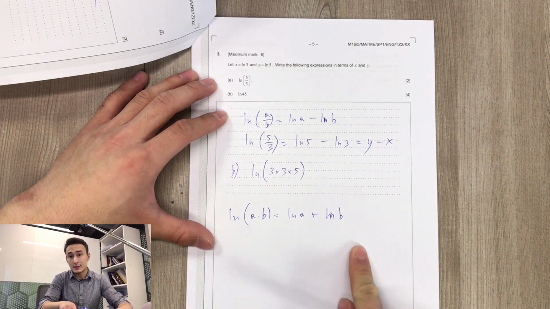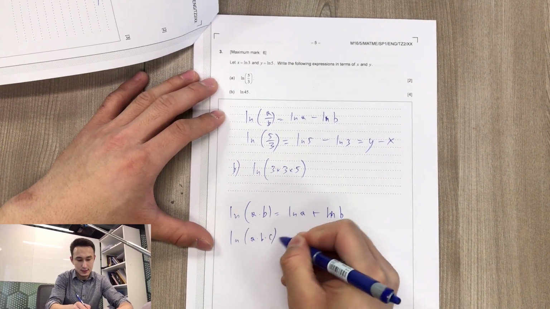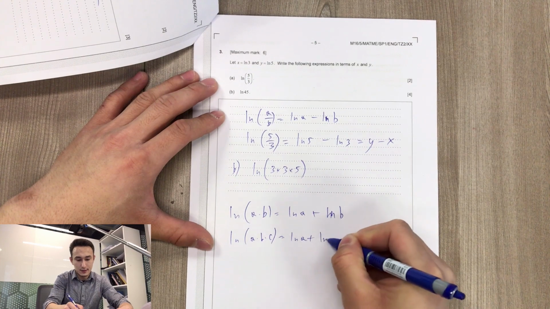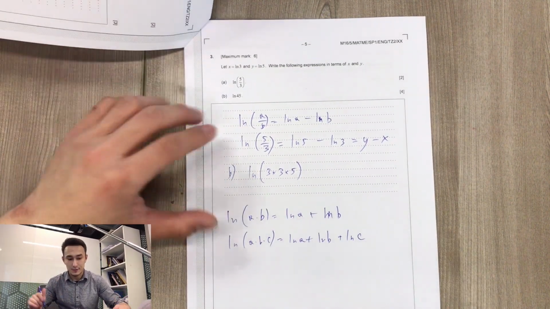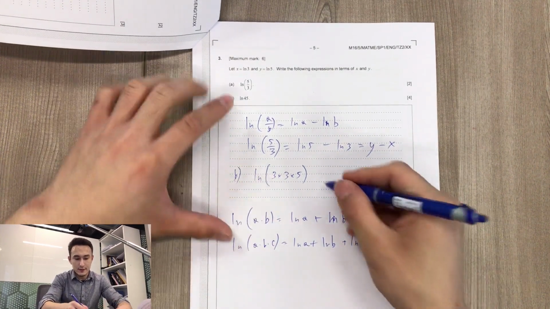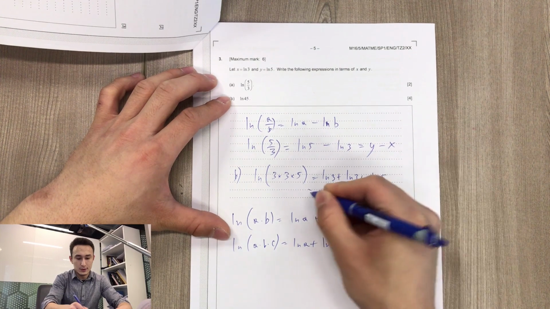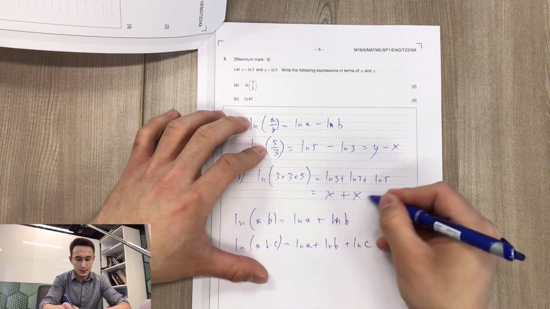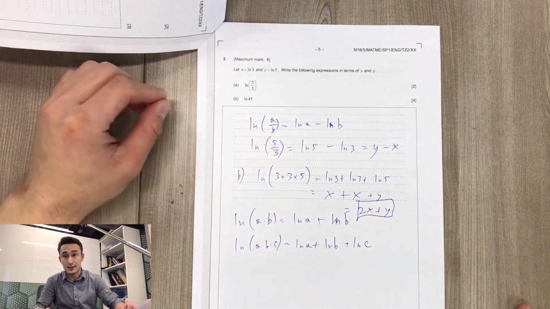But actually this can be extended to 3 items as well. ln of a times b times c is equal to ln a plus ln b plus ln c. Actually this formula can be extended to any number of terms. So ln of 3 times 3 times 5 is equal to ln 3 plus ln 3 plus ln 5, which is equal to x plus x plus y, which is equal to 2x plus y, okay? 2x plus y is the answer.